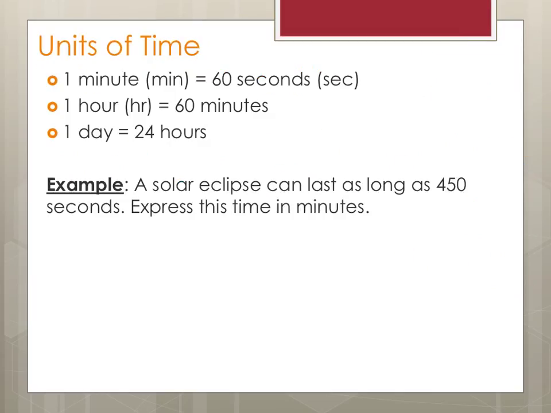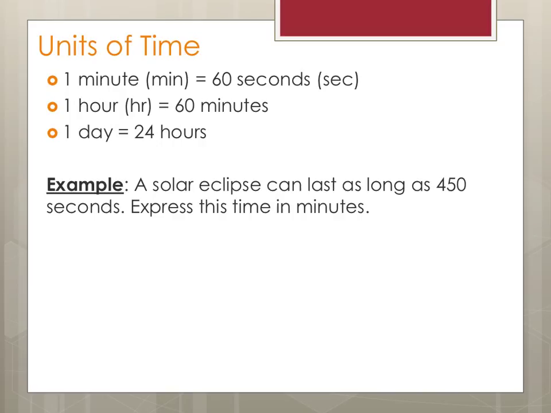Last but not least, we have our unit of time. This is the one thing that stays the same between the metric system and the English system of measurement, but we'll introduce it now. The first conversion that you'll need to have memorized is 1 minute is 60 seconds, then 1 hour is 60 minutes, and then 1 day is 24 hours.